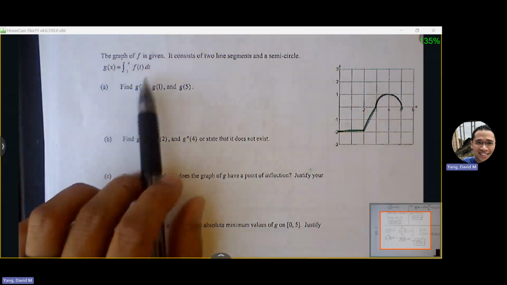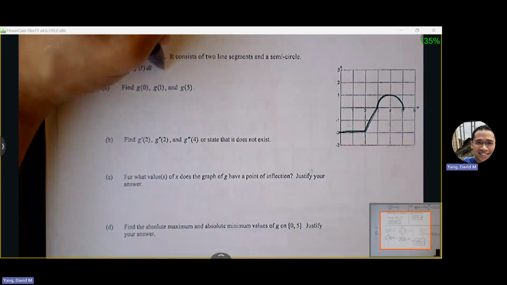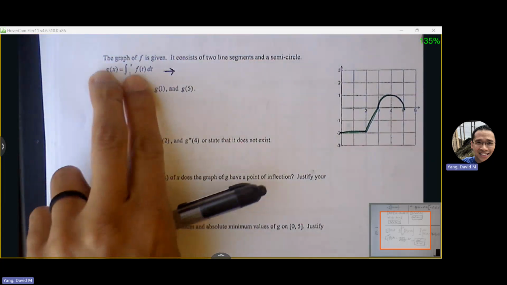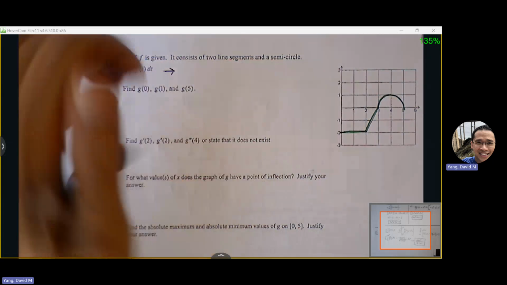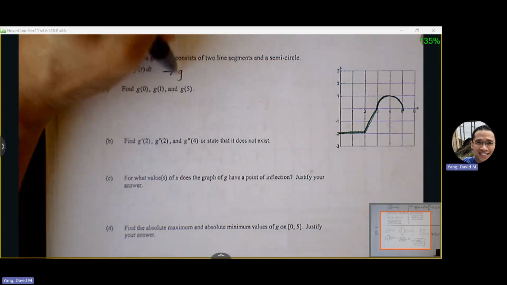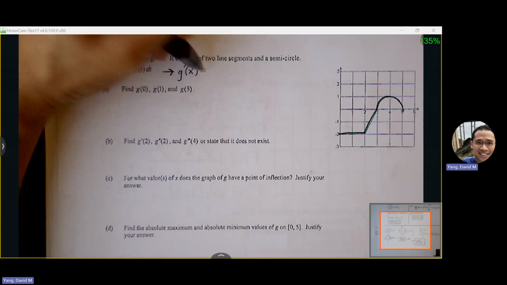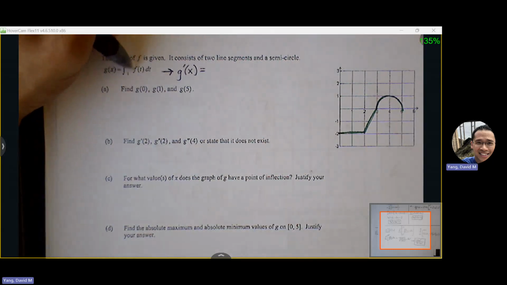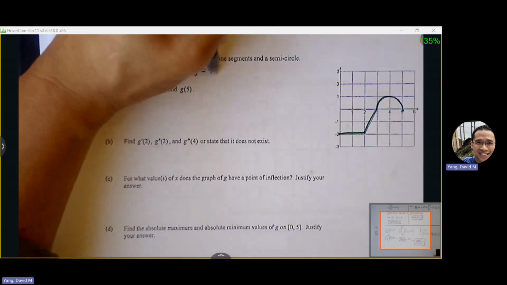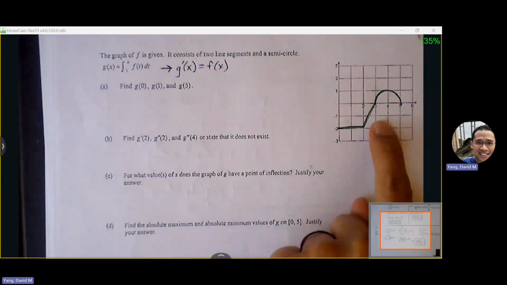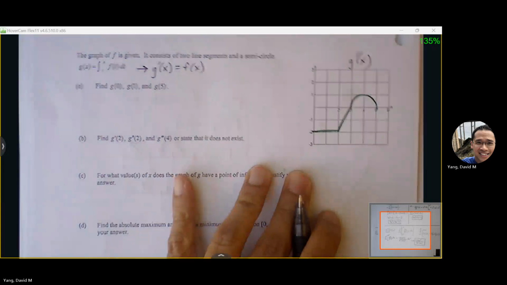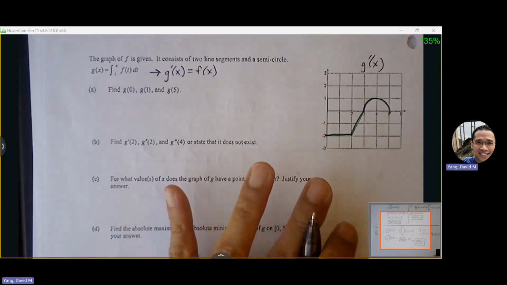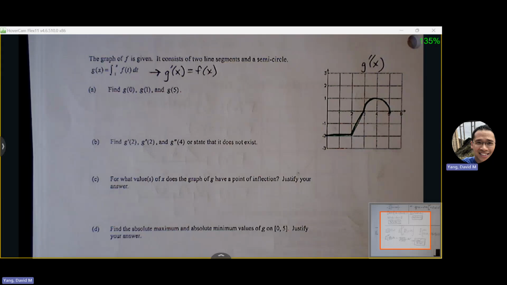A lot of times, rather than saying that, they will give it in this form and see if students can make that connection. Just find the derivative of both sides, and that relationship should clearly show up here. So g can become g prime, and then the derivative of an integral comes back down to f of x. So this f graph is our g prime. Typically, that's how the AP exam is going to give you free response questions. If they give you a graph, 9 times out of 10, it's going to be a derivative graph.